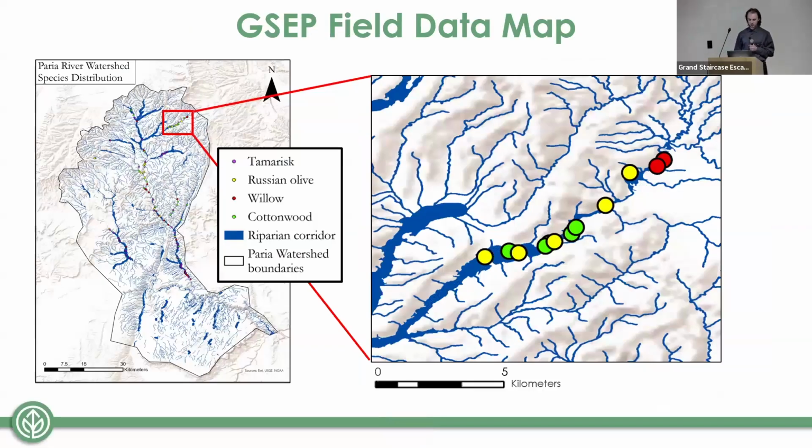Here is just what that looks like on a map. We had volunteers combing the different reaches of the watershed, and then we plotted those points on a map and color-coded them here. So you can see that there are different types of species. The main target ones we wanted the most data for were the invasive species, tamarisk and Russian olive, but we also wanted a good amount of native species present points as well, so willows and cottonwoods.